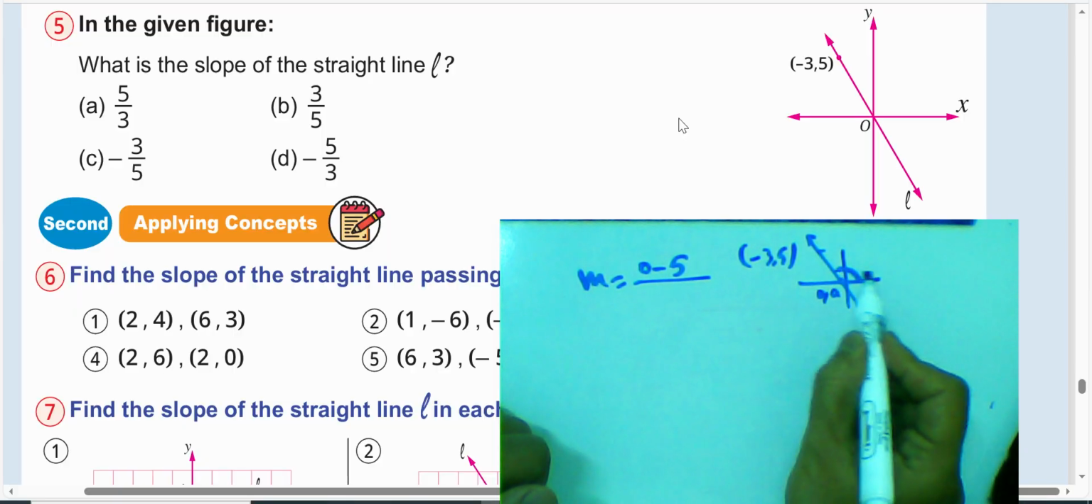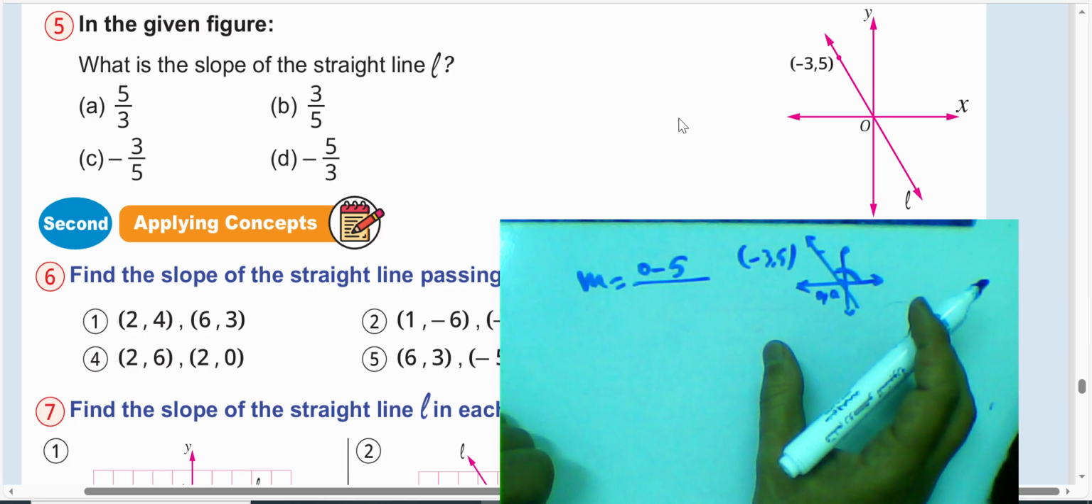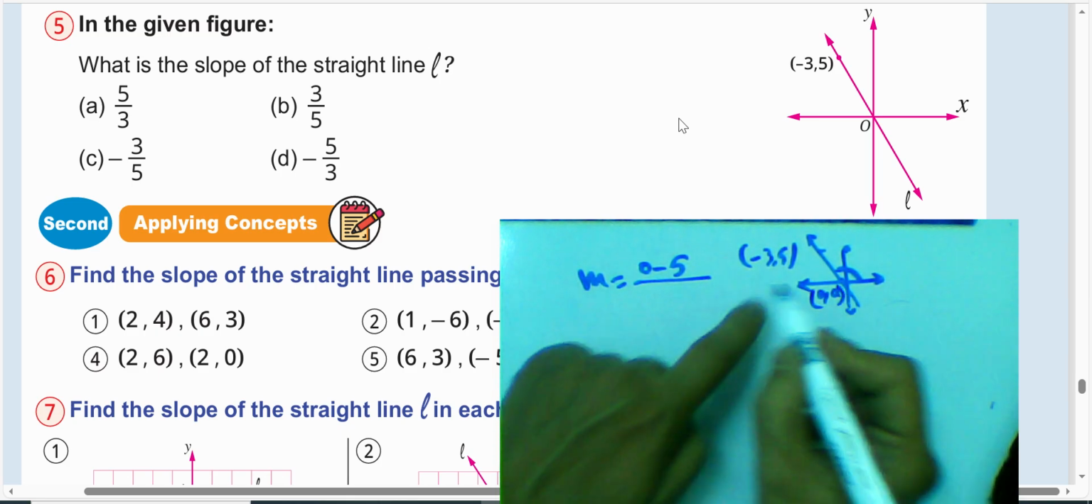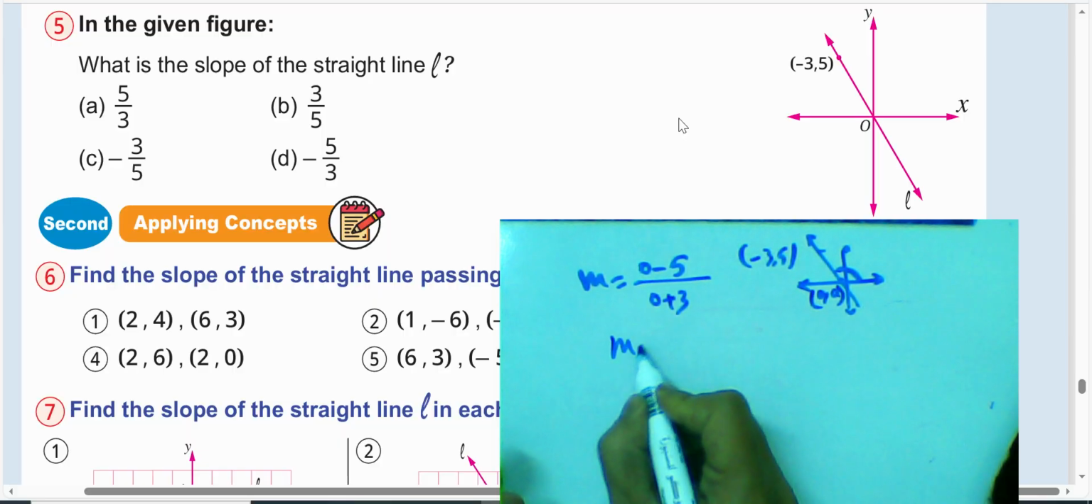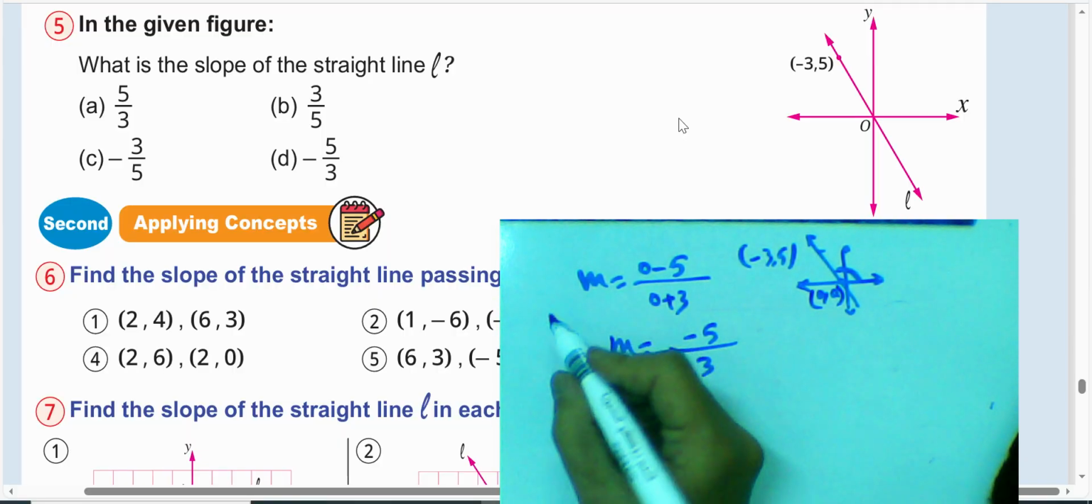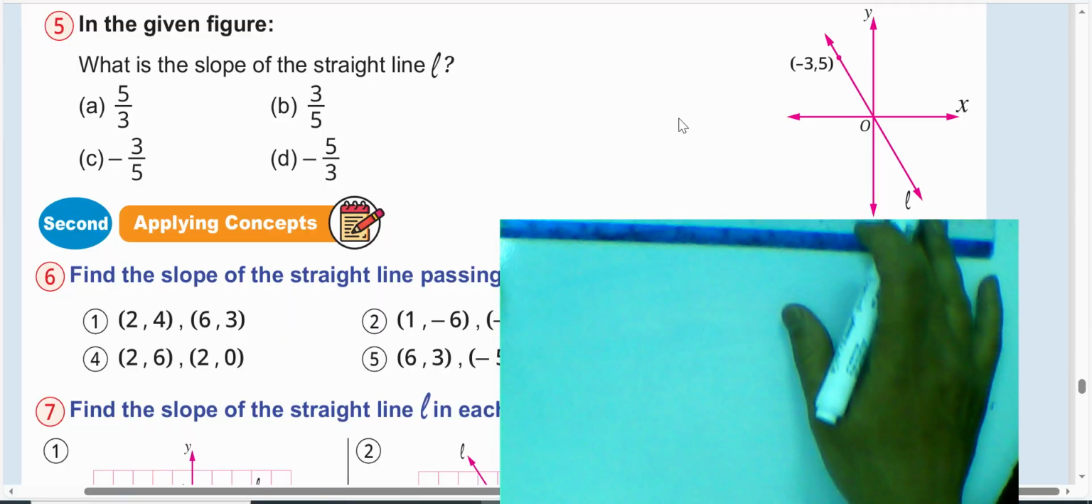Look here, the angle here is obtuse, then the slope must be negative, okay? The slope here must be negative. Then look here at the order, 0 minus 5 over 0 minus negative 3, which is 0 plus 3. The slope equals negative 5 over 3, okay? The slope here shows letter D, negative 5 over 3. Next question.